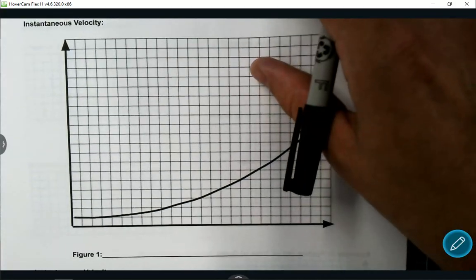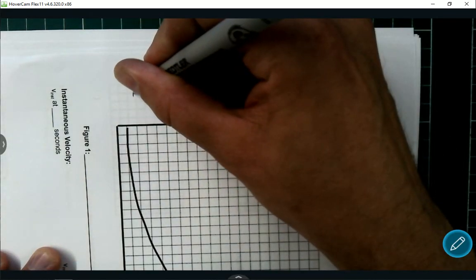So I think I want to rotate the page a little bit, and I'll give myself a little bit of breathing room for numbers. We've got position.